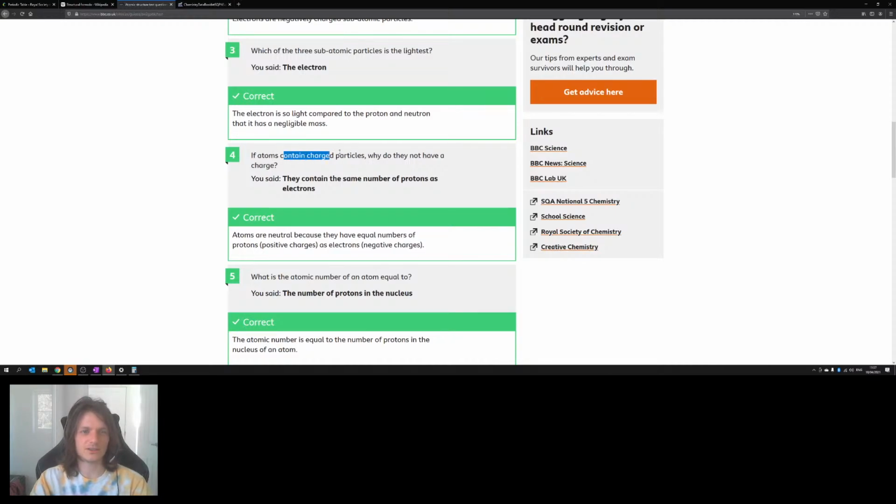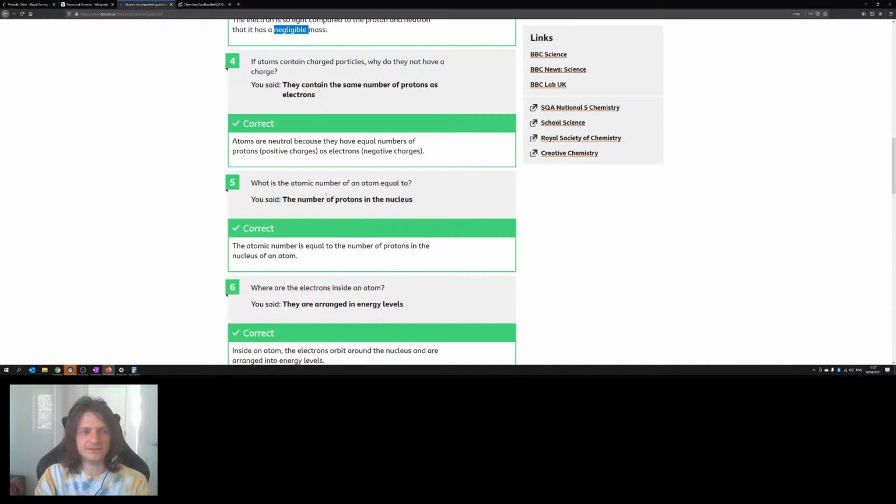If atoms contain charged particles, why do they not have a charge? They contain the same number of protons as electrons. Okay. Atoms are neutral because they have equal numbers of protons, positive charges, as electrons, negative charges.